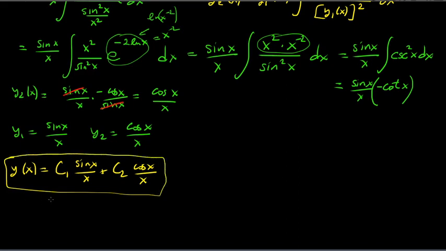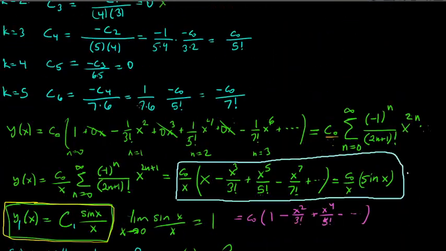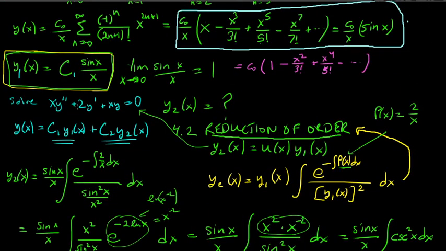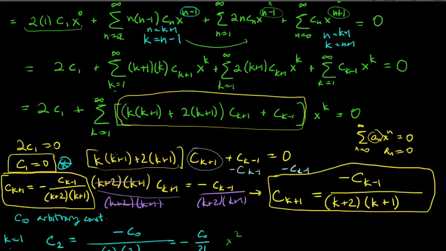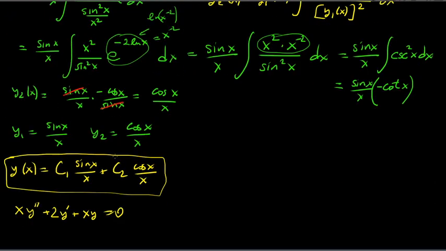And that solves the original equation, which I keep erasing, but just to remind you, xy double prime plus 2y prime plus xy equals 0. I think I'm missing a minus. Where was the minus sign? Oh, no, I think that's it. Yeah, they were both pluses. Okay, never mind. All right.